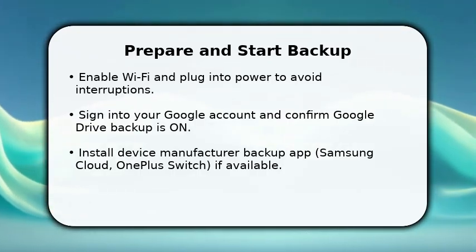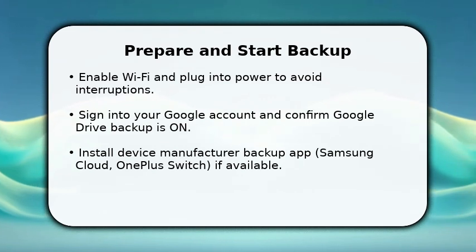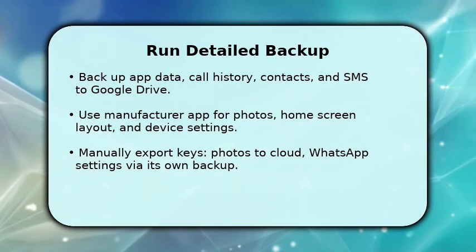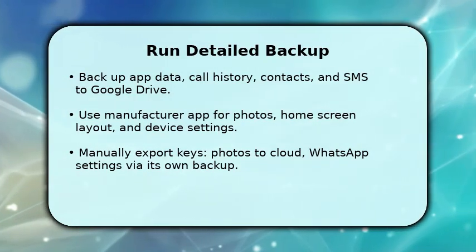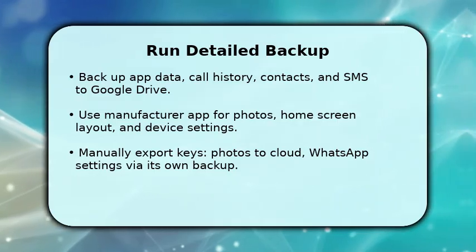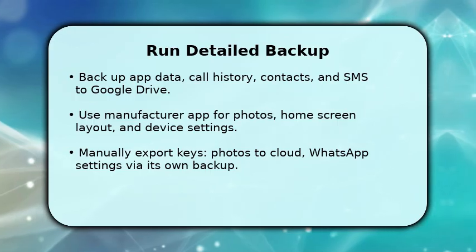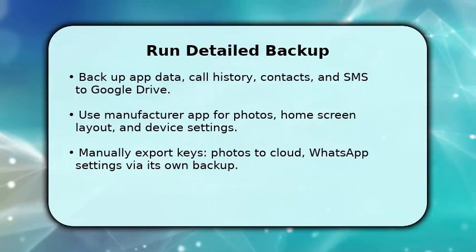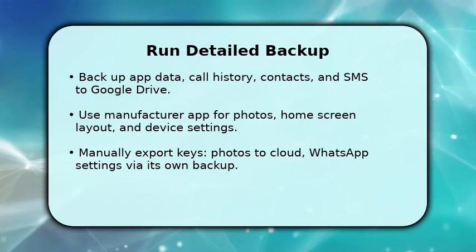You now handle the middle, detailed steps. Open Google Drive Backup settings and ensure app data, call history, contacts, and SMS are selected, then run the backup. Next, open your manufacturer app to capture system settings, Wi-Fi passwords, and home layouts that Google sometimes misses.